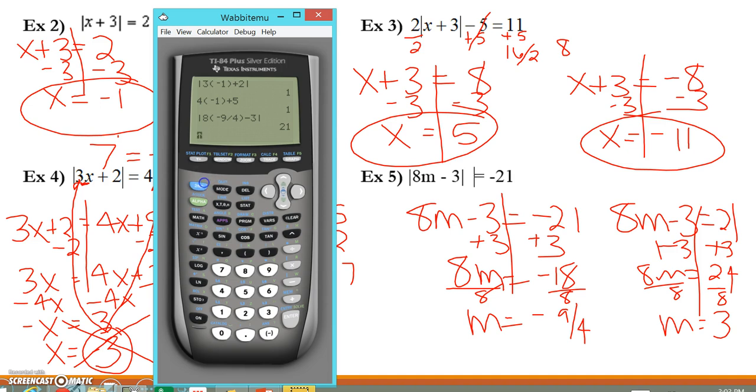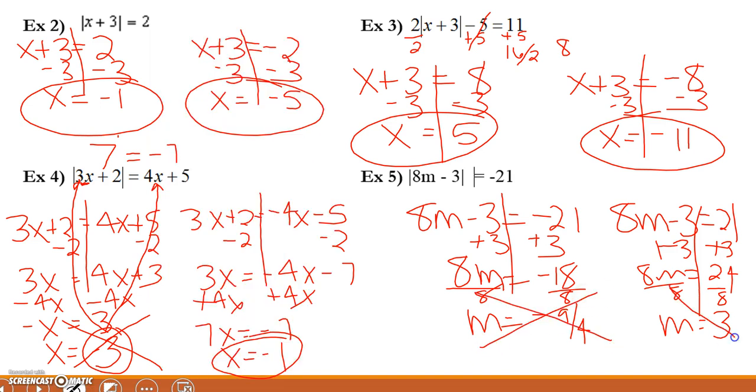Now I'm going to try the second answer. So 8, and I'm plugging in 3 this time. I'm looking to get negative 21. I got 21, not negative 21. So neither of these are answers, so it's a no solution or none.